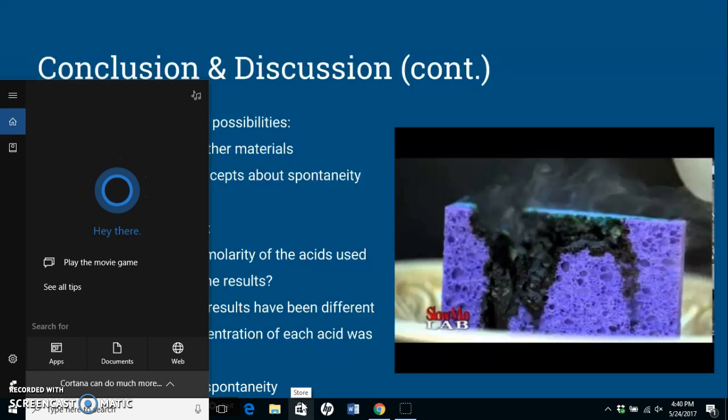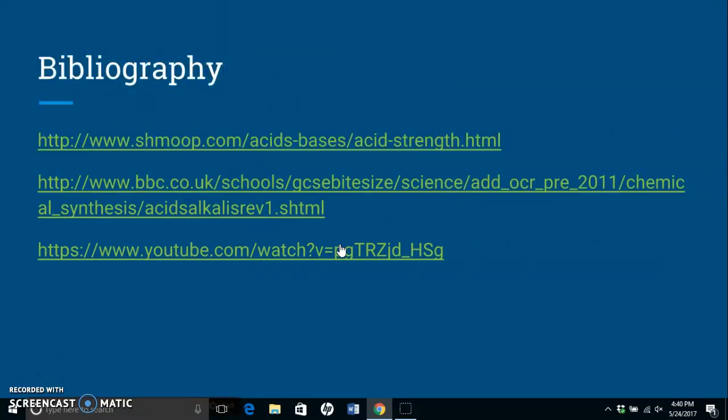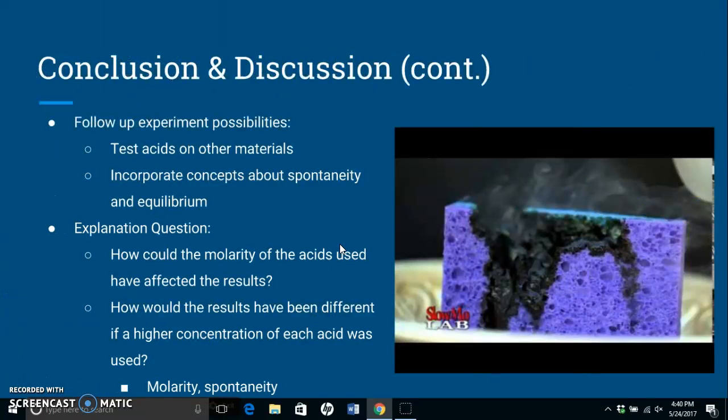A possible explanation question would be: how could the molarity of the acids used have affected the results? Also, how would the results have been different if a higher concentration of each acid was used? This would belong to the molarity and spontaneity unit.